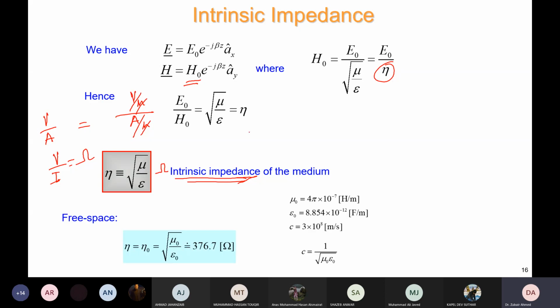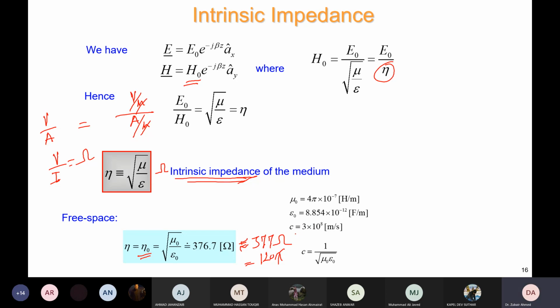And for free space, let's denote the free space intrinsic impedance by eta naught. If you substitute the values of epsilon naught and mu naught, you get a simple constant which is approximately equal to 377 ohm, which is also equal to 120 pi. So it's a constant number for free space.